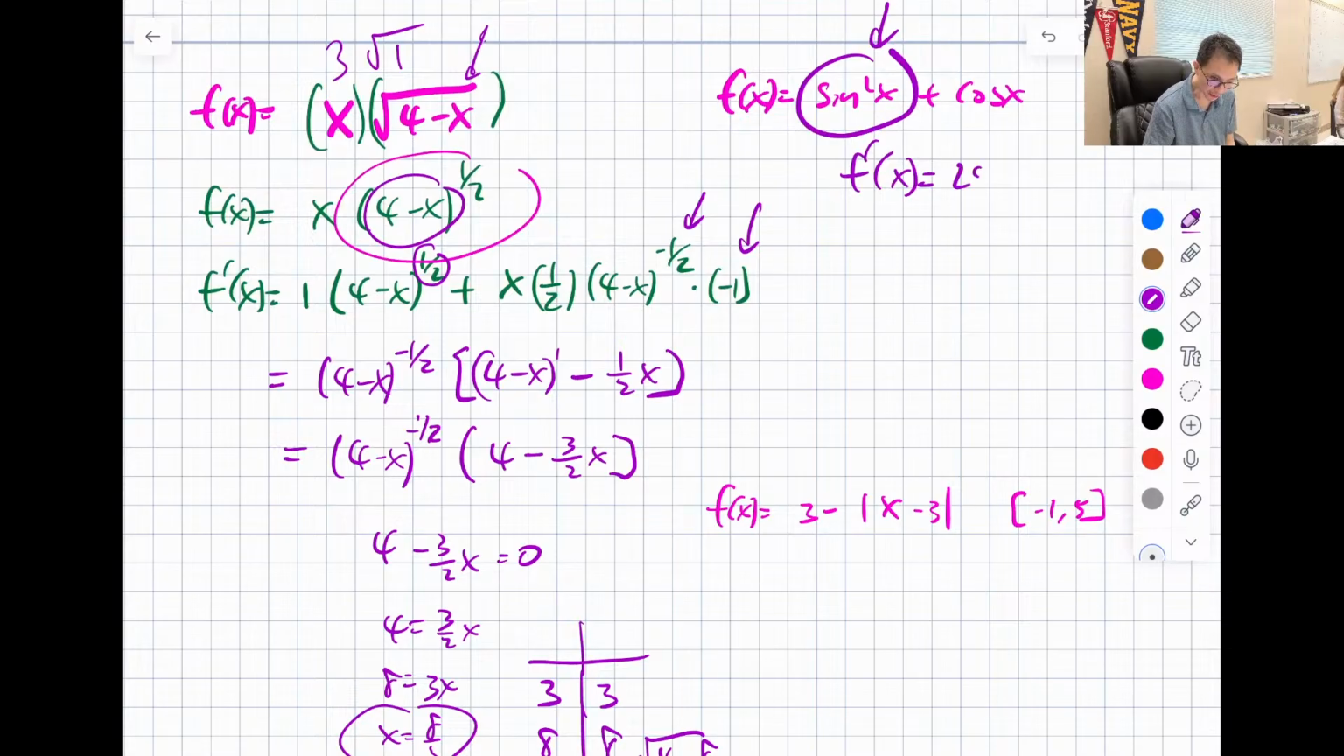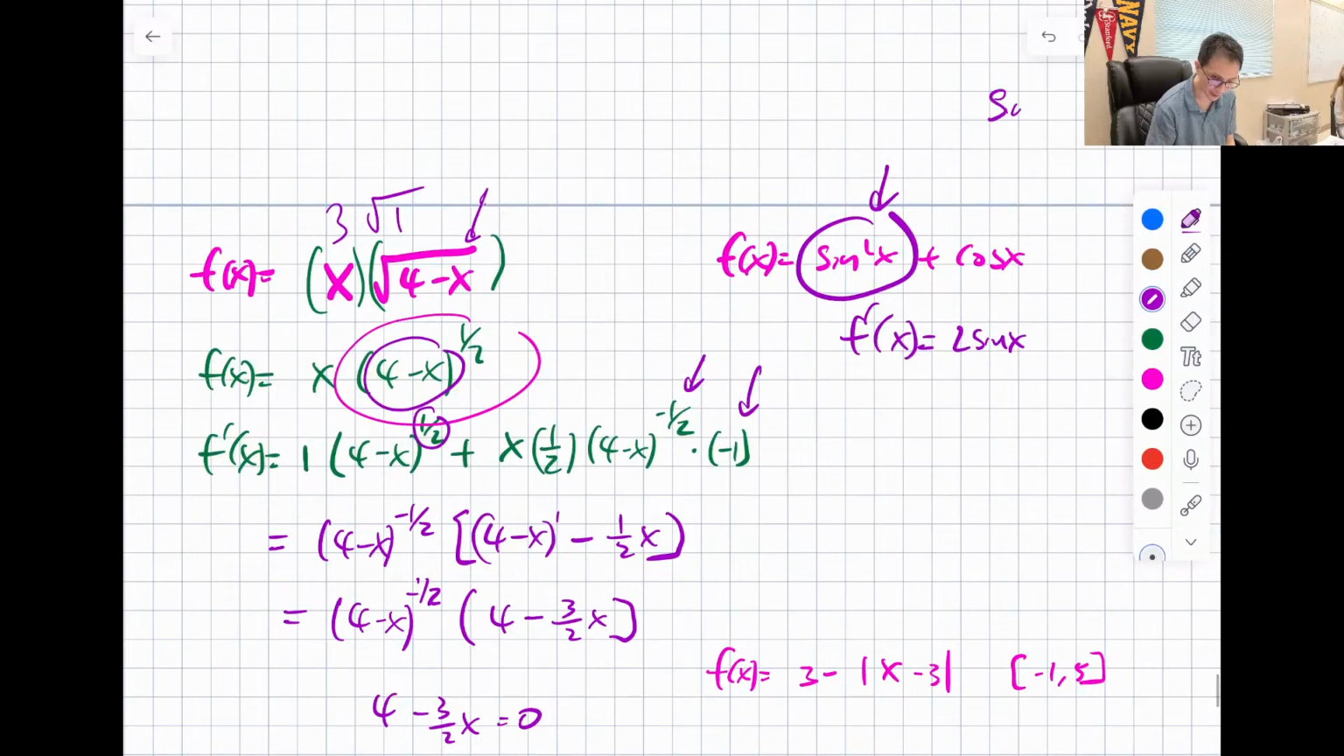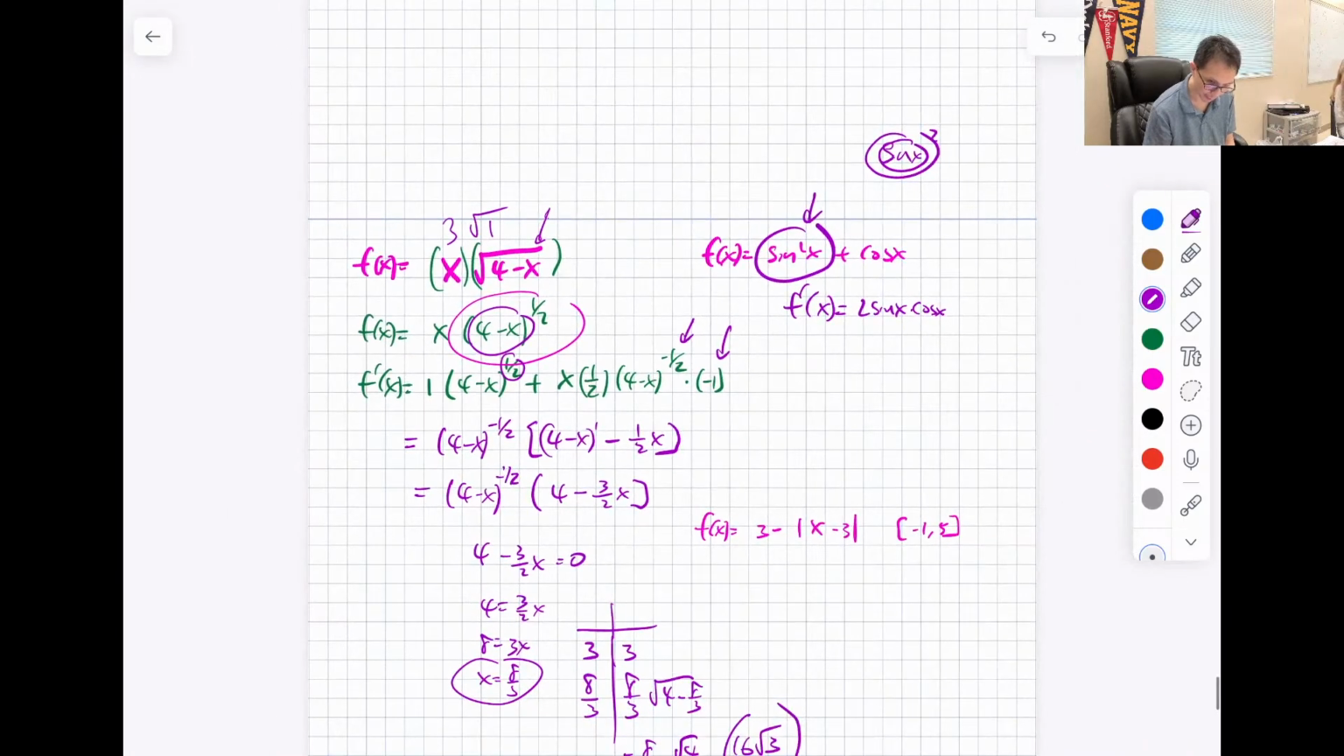So this one's going to be 2 sine of x because there are 2 layers, sine of x and the square. So there are 2 layers, so it's going to be cosine of x, and then minus sine of x here. If you factor out sine of x, that's going to be 2 cosine of x minus 1.